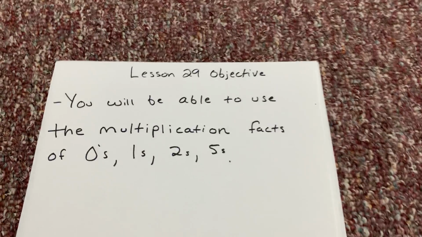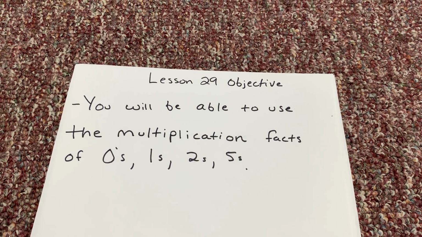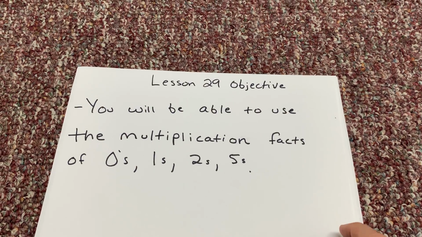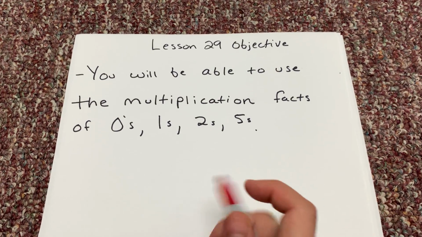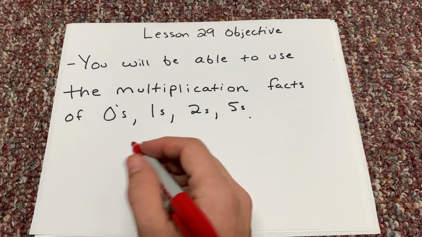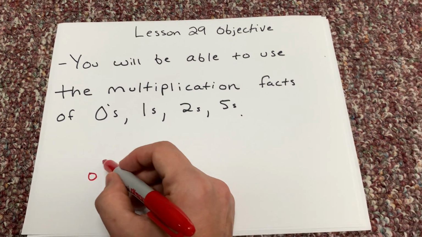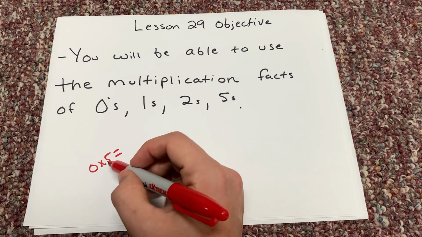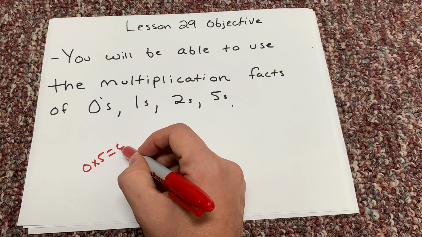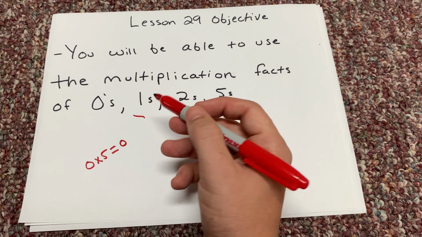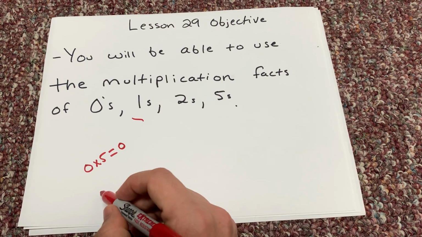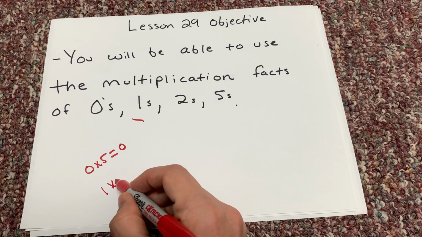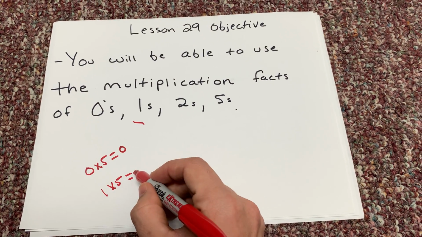Okay, so today we looked at our objective, which was that you would be able to use the multiplication facts of 0, 1, 2, and 5. So let's do a couple problems together just to close our lesson for today. We know that 0 times 5, anything multiplied by 0 is going to be 0. So 0 times 5 is 0. Let's do one using our 1. So let's do 1 times 5, which will equal 5.